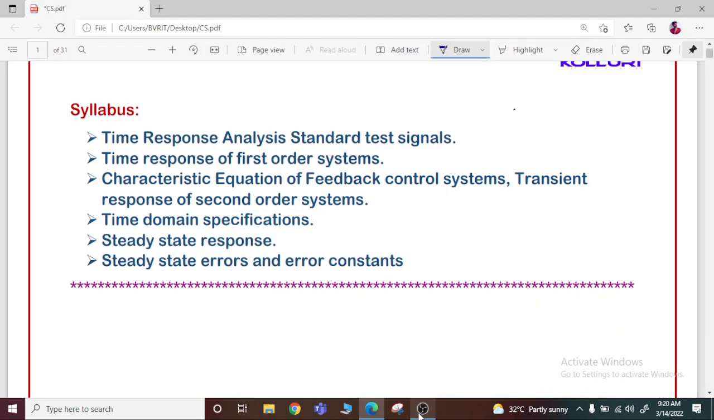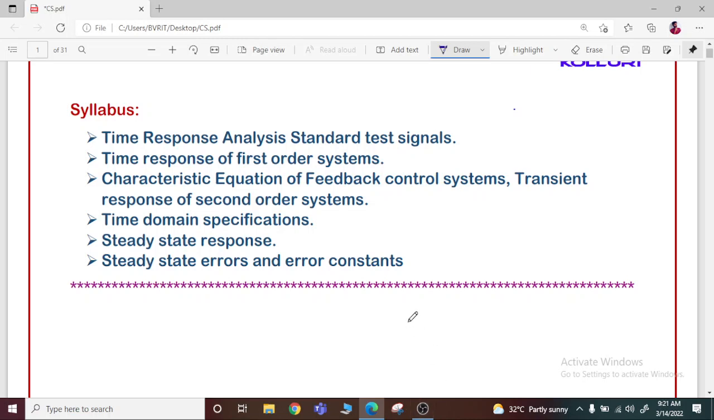So in the time response analysis, the syllabus which is given is the time response analysis of standard test signals, and the time response of first order systems, and characteristic equation of feedback control system, transient response of second order system, time domain specifications, steady state response and its error constants. So these are the contents of the time response analysis.